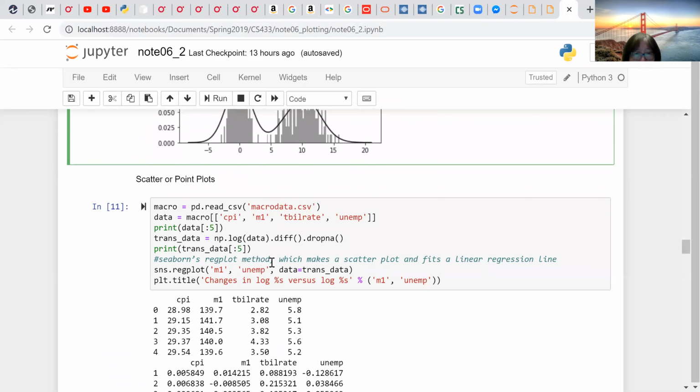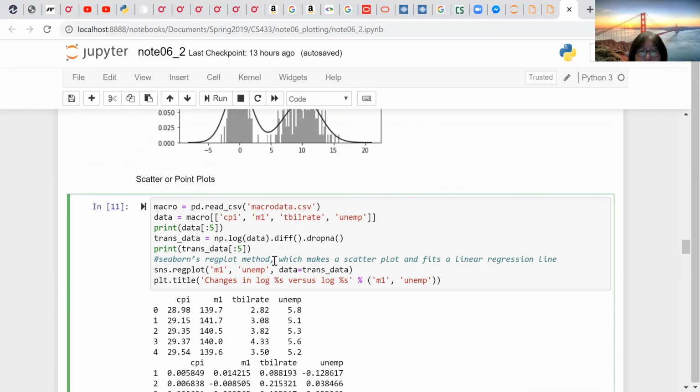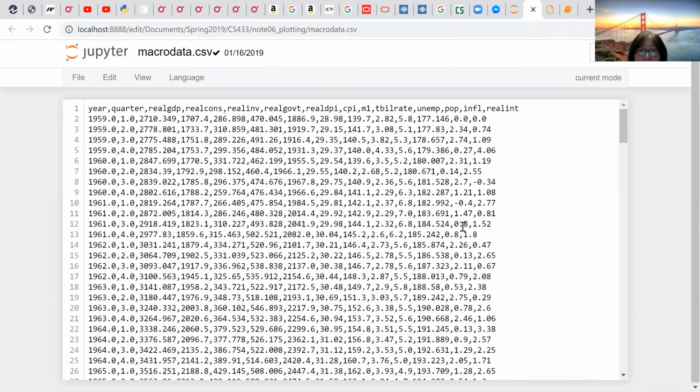Next is another data set. If you see, this data set has a number of columns, and it's some macroeconomics data.